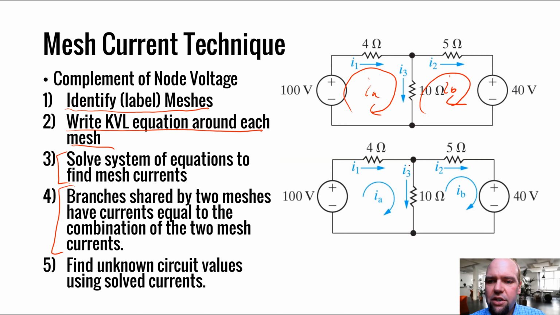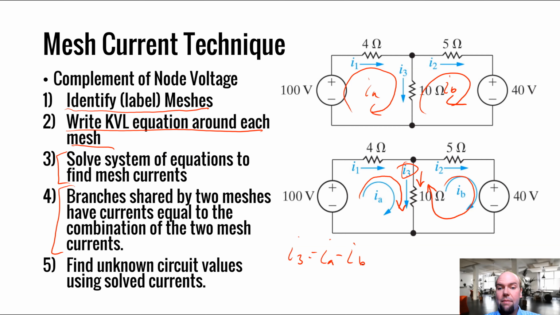That means if we want to look at this current I3, as labeled in this circuit, I3 is the current flowing down through this 10 ohm resistor. Well, if we look at this mesh, IA is traveling down through the resistor, and IB, as labeled, is traveling up through the resistor. So what's the total current flowing down through this resistor? In this case, I3 is going to equal IA, because IA is flowing in the same direction as I3, minus IB, because IB is flowing in the opposite direction of I3 as labeled.